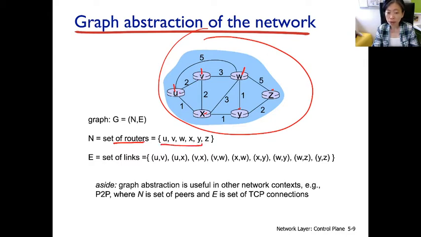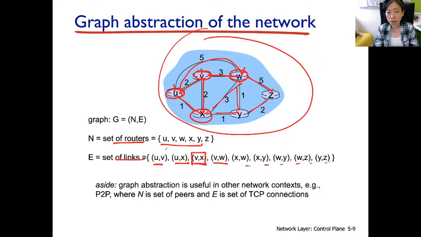Now, between the routers, we also have links. So link UV here connects router U and router V. Similarly, UX connects router U and router X. VX is the link connecting router V and router X. Link VW connects router V and router W. So you see we can go over all the links defined here, and this forms the set of links interconnecting the routers.